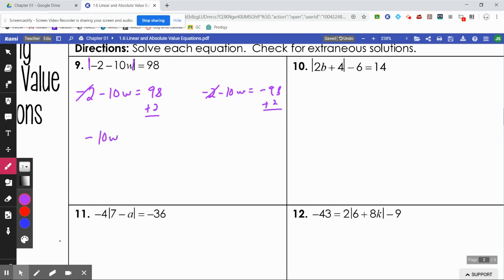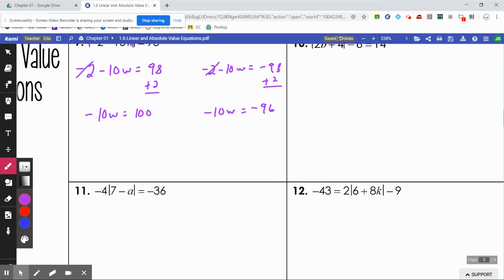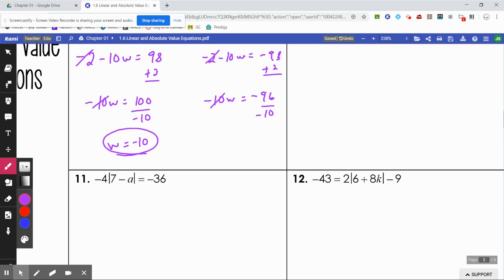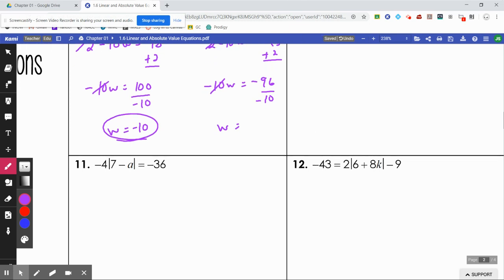You have negative 10w equals 100, and over here you have negative 10w equals negative 96. Divide them both by negative 10. That gives you w is either equal to negative 10 or w is equal to, okay, negative divided by negative is a positive, 96 divided by 10. A couple of different ways you can write this. You could actually divide it and get 9.6. Or you can reduce the fraction.